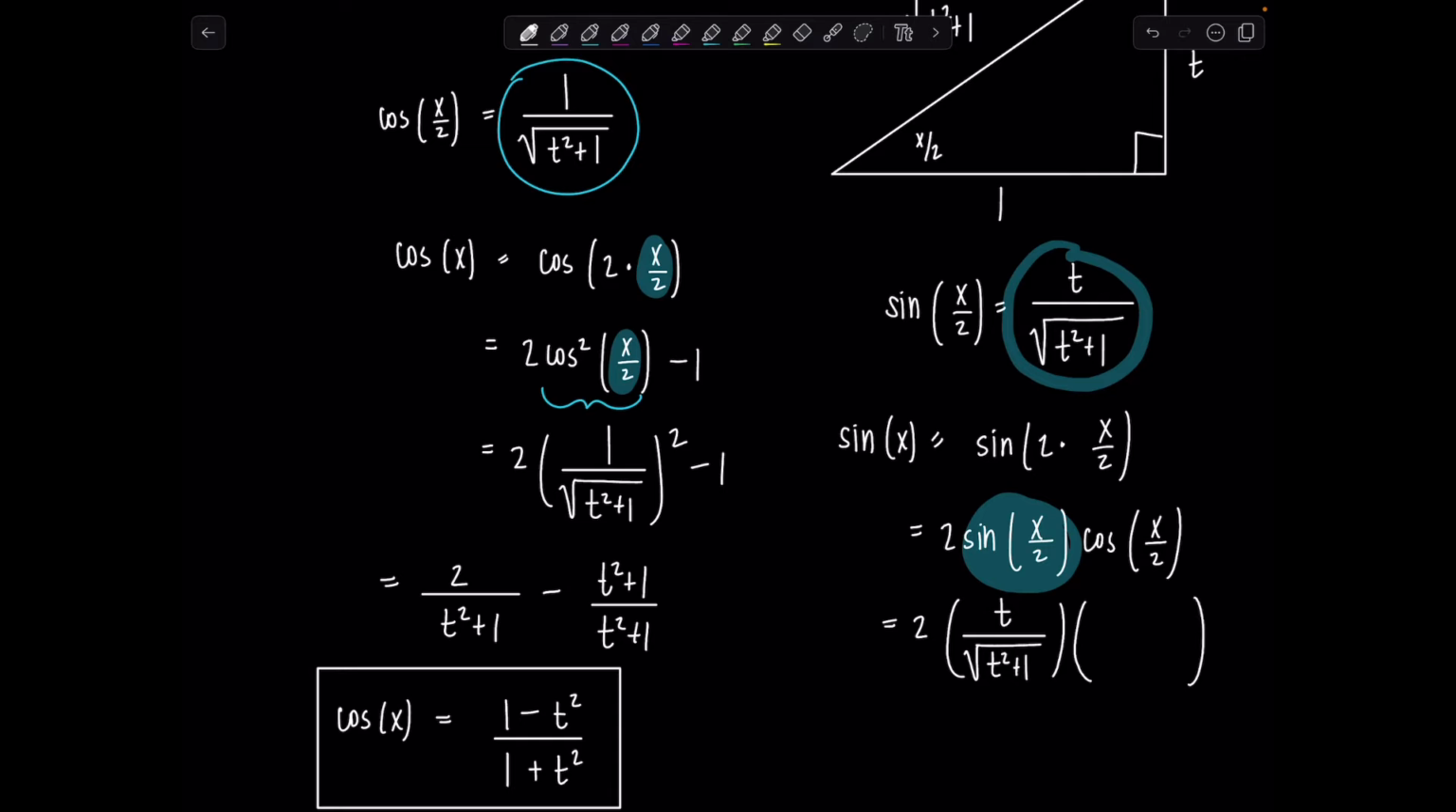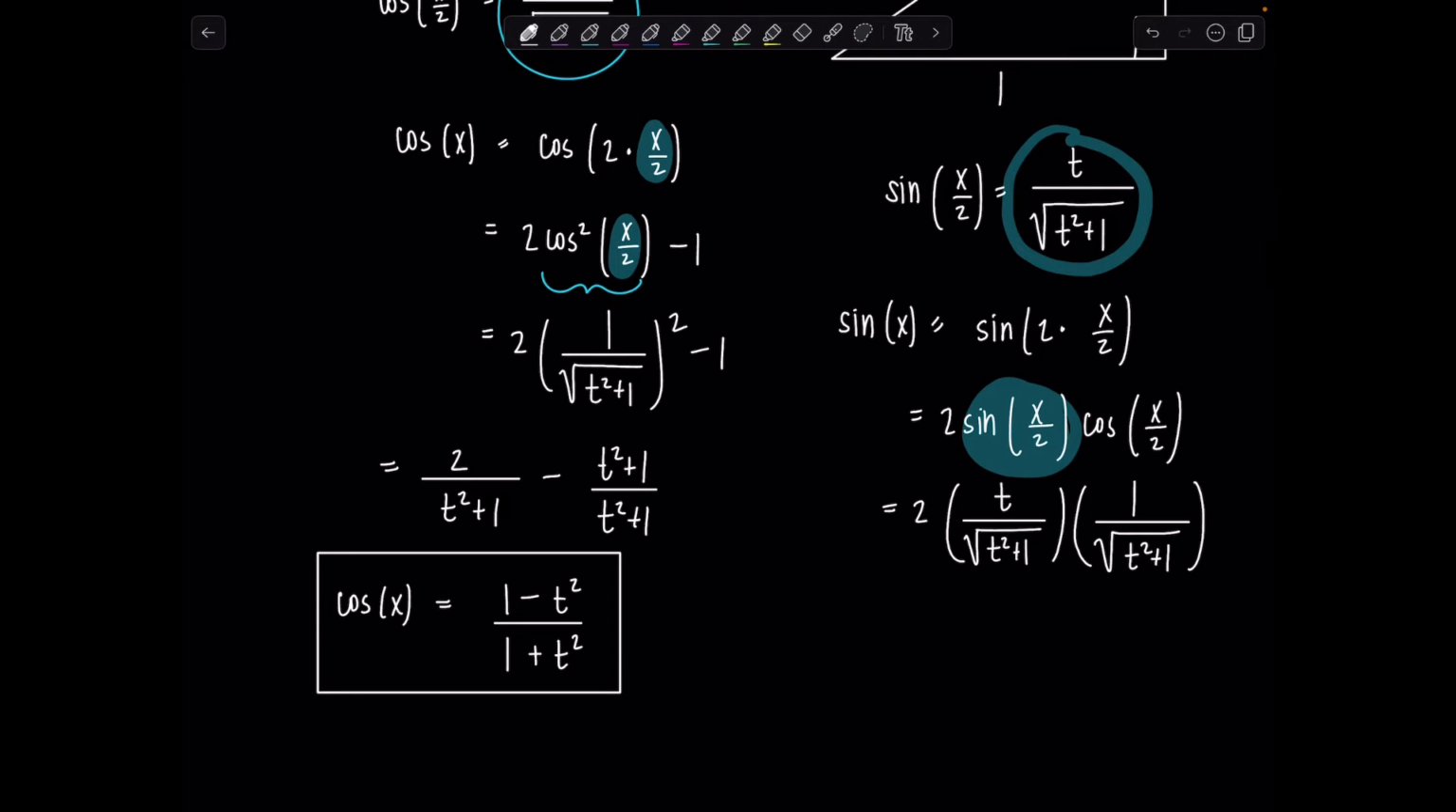And then cosine x over 2, do you remember where it is? It's right here. 1 over rad t squared plus 1. And then notice the denominator, it'll just rationalize itself, so beautiful. And this is 2t over, and I'll make the denominator match here. I'll just write 1 plus t squared. And this is what sine of x is. So let's just summarize that at the last step so nobody forgets. That's what sine of x is equal to. Good?